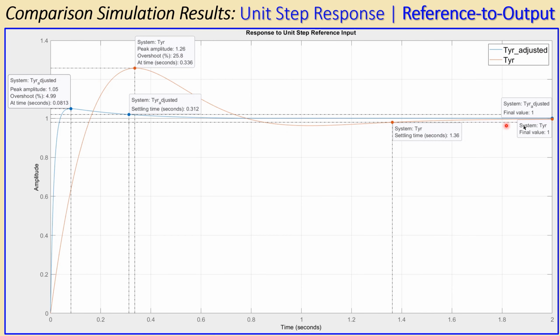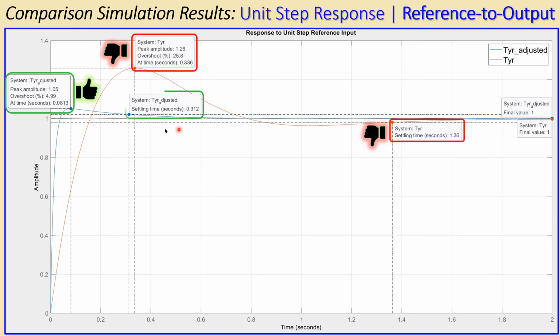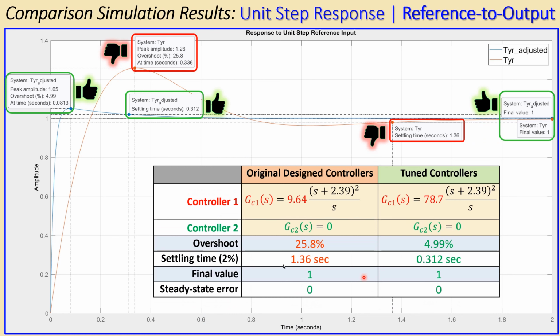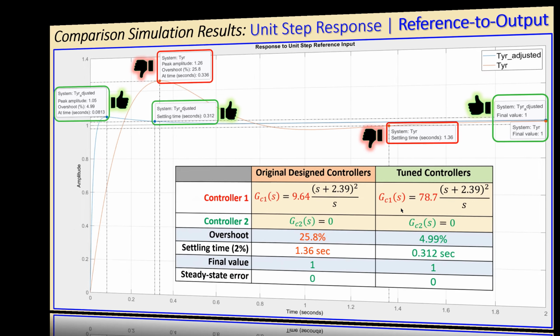This is the transfer function we have used here. Now let's compare the results using the reference to output. The orange was the response using the originally designed controller, and this is the response we have by tuning the controller gain. This is of course bad for settling time and overshoot, and this overshoot here is better, and also the settling time is much smaller than 1 second. And also the final value for each case is 1, so that's always okay. And this is the result. You can see here that we have the controller 2 always 0, and you see that we meet the specifications in the column here for the tuned controller. Just tuning the gain, that's all.